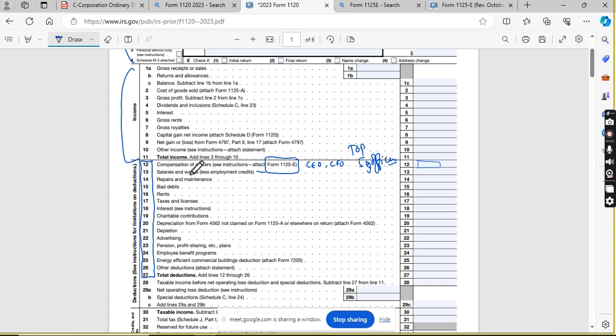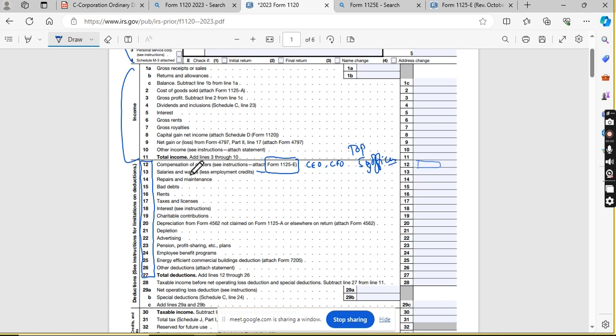Then we have salaries and wages. Normal salaries and wages, including fringe benefits, whatever you are giving to your employees, will be included here. Again, there might be a situation where you may have included certain salaries in cost of goods sold. What can that situation be, where you include it in cost of goods sold instead of salaries and wages?